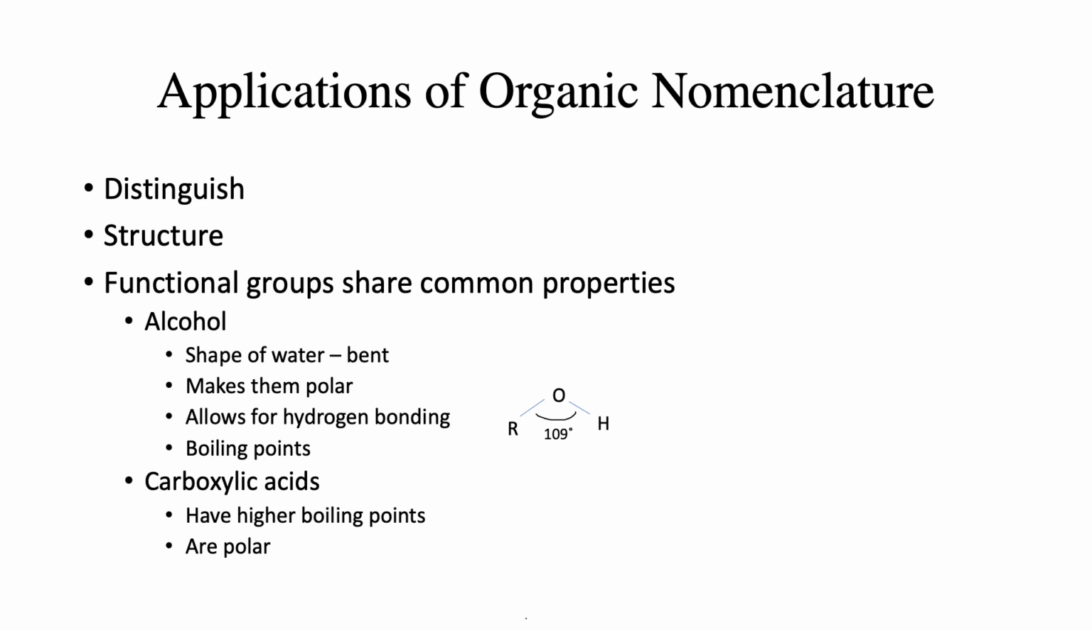So for example, here we see an alcohol group, which is the rest of the carbon chain attached to the OH group, and this is going to make it bent. It's going to give it a shape similar to water, and that's going to make them polar. The presence of the OH group also allows for hydrogen bonding, and this allows for a higher boiling point. As well as with carboxylic acids, typically these have the physical properties of higher boiling points and are polar as well. Knowing this information is so important for chemists, for scientists, because it gives them an idea of how the compound is going to react and the physical properties that it shares.